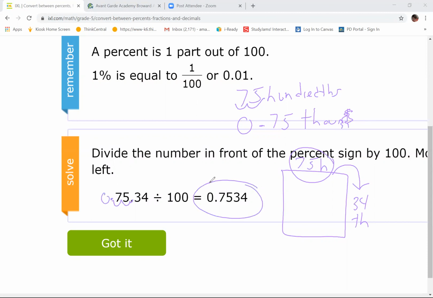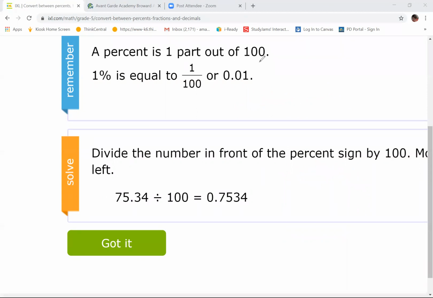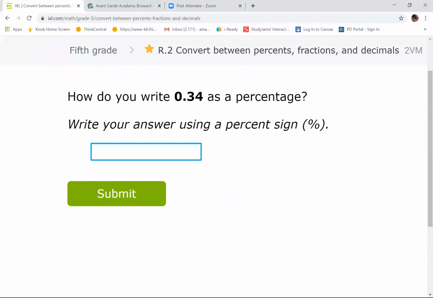Okay, I'm so glad that we came on this problem, because sometimes we forget that there will be challenges up there. How do we write 34 hundredths as a percentage? It's going to be 34%.